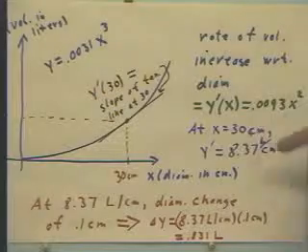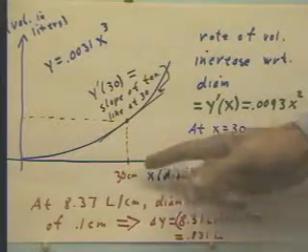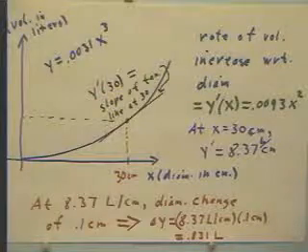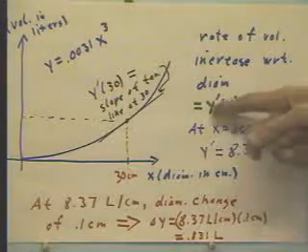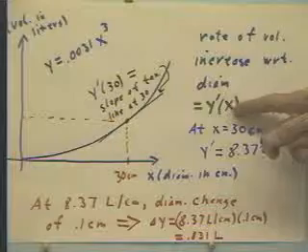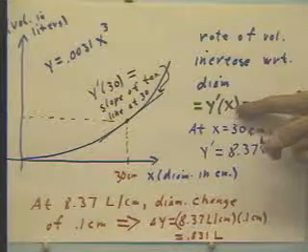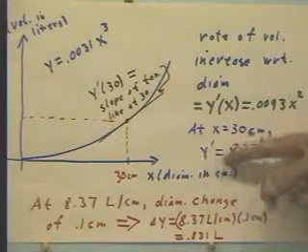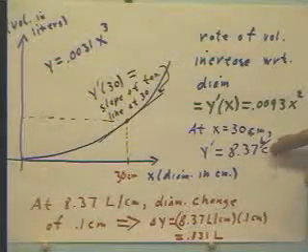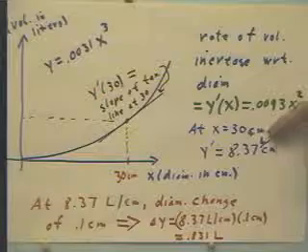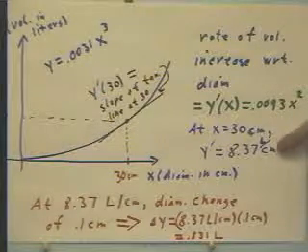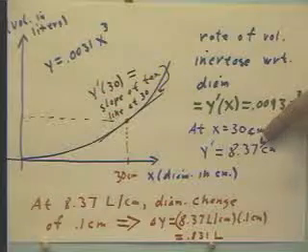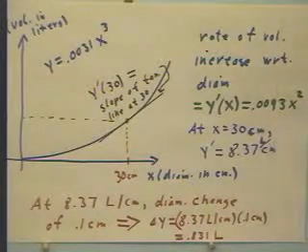So at x equals 30 centimeters, at the diameter 30 centimeters, we find that y prime takes the value, well, y prime at 30, we plug in 30 for x. That's what x stands for, the centimeters of diameter. And we get y prime equals 8.37 liters per centimeter. Now that's a little hard to read because I first wrote centimeters and then had to put the liters in above it because I wasn't thinking very clearly, but it's liters over centimeters.